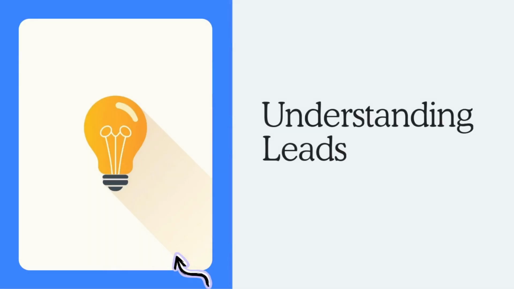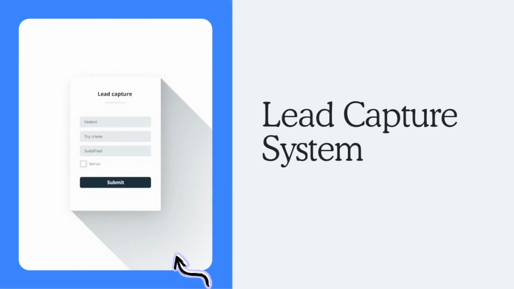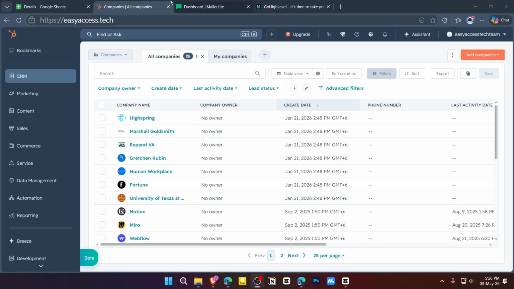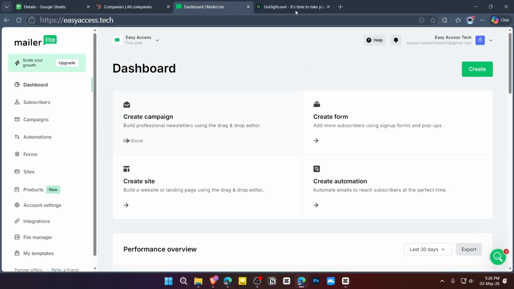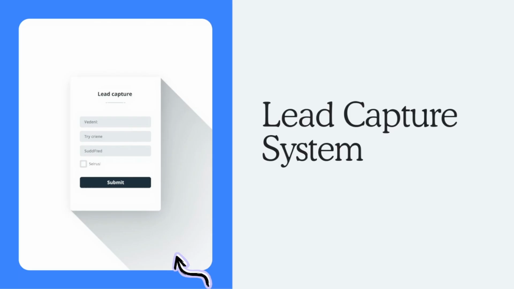One of the first things is creating a lead capture system. This usually starts with a landing page or form where people give their information in exchange for something valuable like a free guide, webinar, or discount. Tools like HubSpot, Go High Level, or MailerLite make this process simple. You can create forms, landing pages, or pop-ups and connect them to your email or CRM system. This way, every new visitor who fills the form becomes a lead automatically.